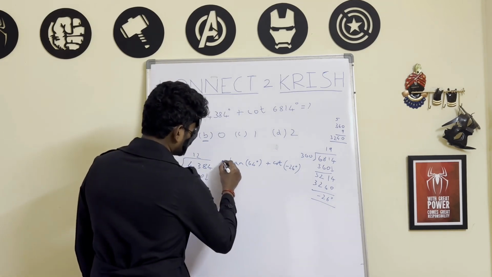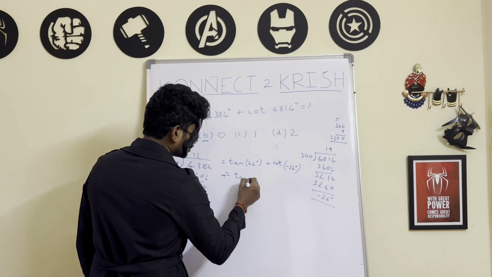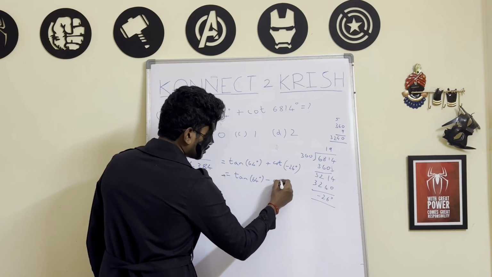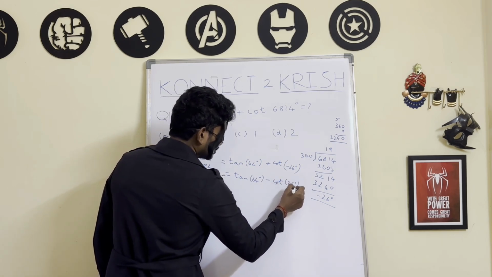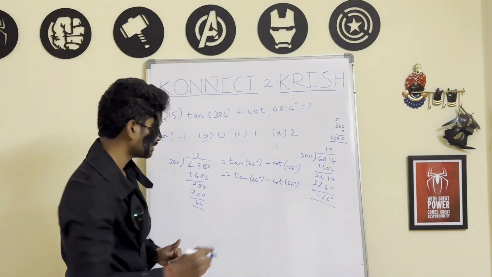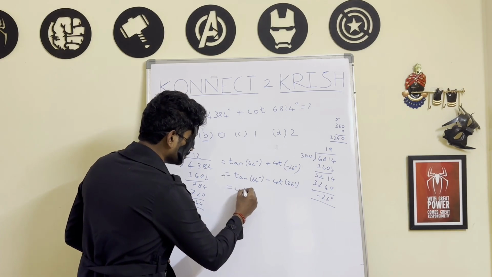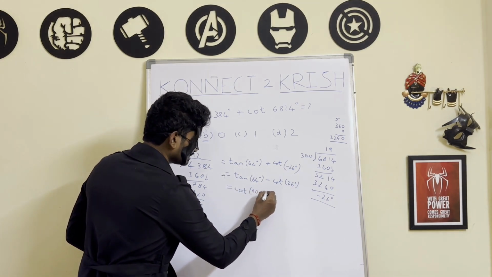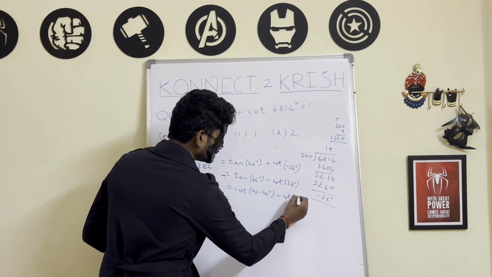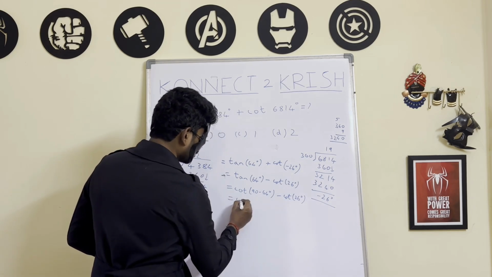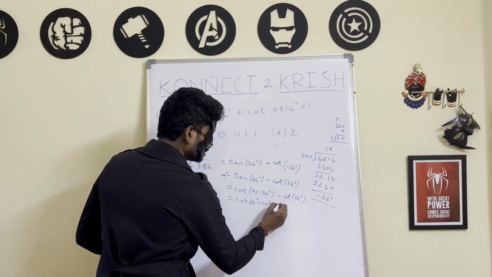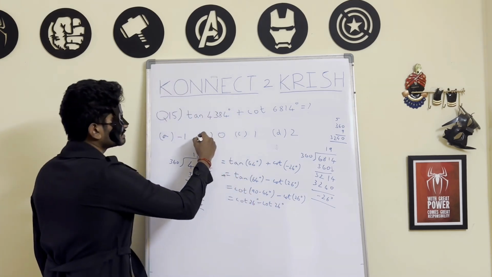This will be nothing but tan 64 degrees minus cot of 26 degrees. We already know tan theta is nothing but cot 90 minus theta. So this I can write as cot of 90 minus 64 degrees minus cot of 26 degrees. So this is nothing but cot 26 minus cot 26. So these two will get cut. The answer will be B.